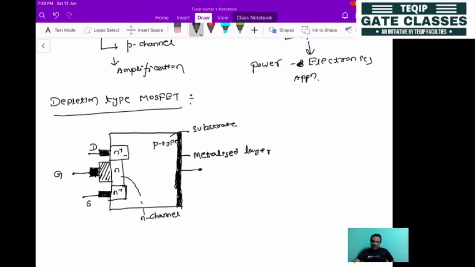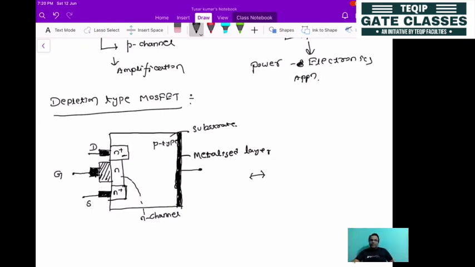Here you have not applied any voltage. These are the metal contacts, and these are the N plus materials, which are highly doped. This is the P type substrate over which these layers are placed. Clear? So this is the structure. Now, if you see symbolically how it is expressed, just see the difference between N channel and P channel.